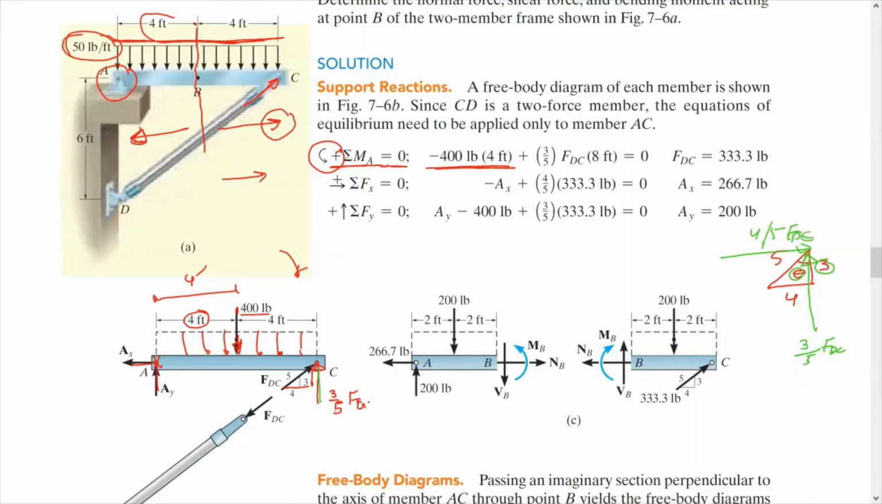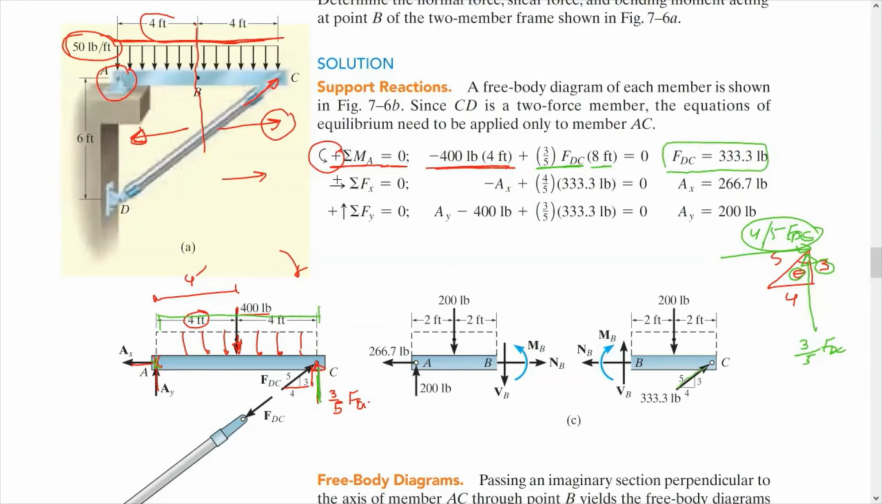But in this case, this will not contribute to the moment at point A, because the line of action of this force passes through point A. There's no perpendicular distance there, simply. So this is going to be the vertical component of this force times 8 feet, which is this distance. And we can find F_DC. Right now we are ready to go.